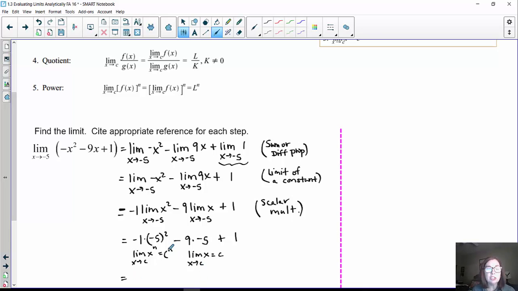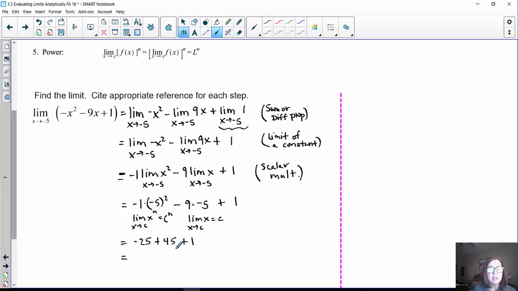And finally, it's just work it out. So -5 squared is 25 times -1 is -25. -9 times -5 is 45. And then plus 1 for a grand total of 20 plus 1 is 21. Okay. So there we have working this out and citing each step. If you do any exploration on Maple, you'll see the ability to work out some limits and you cite different properties. So this is good practice for that.